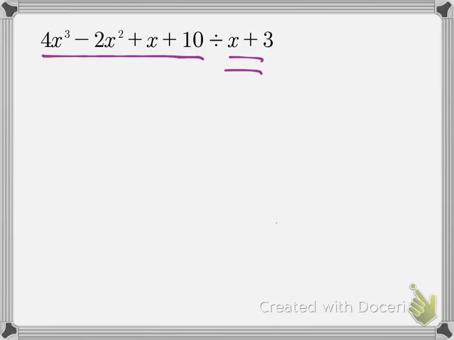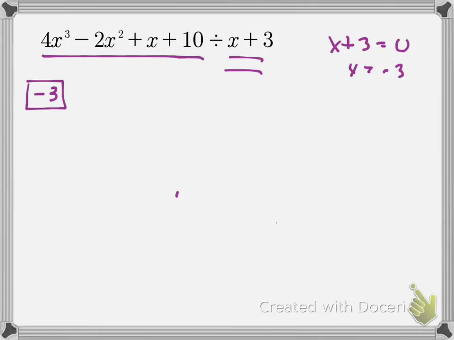So the first thing that you're going to do, take whatever you're dividing by, set it equal to 0, and solve that for x. Okay, so what you're going to do there, you're actually going to write out here in a box a negative 3, because that's what I got over here.